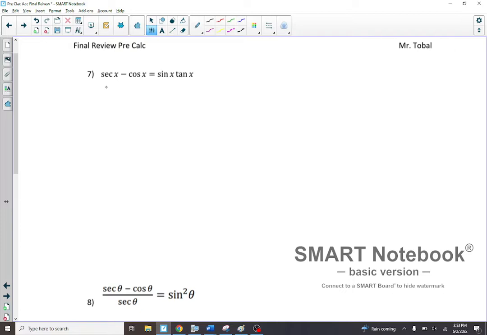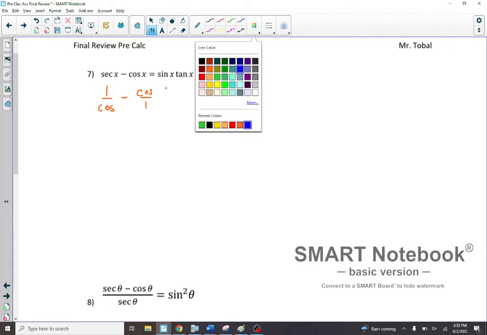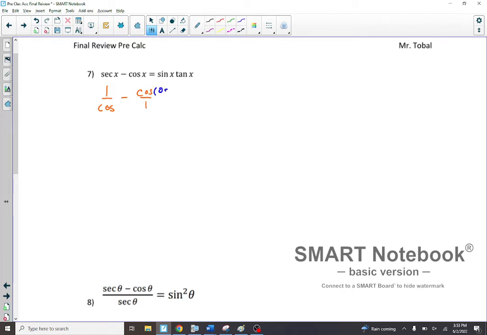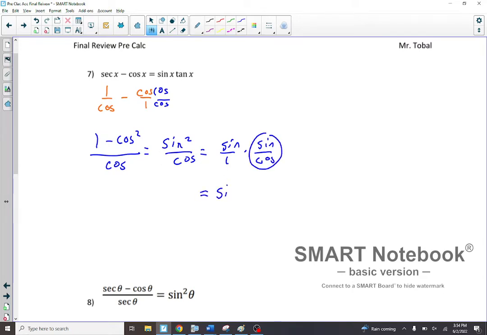This one, I'm going to change secant to 1 over cos minus cos over 1. Need these to be a common denominator. So I need a cos over here. So it's going to be 1 minus cos squared over cos, which 1 minus cos squared I can rewrite as sine squared over cos, which means I could rewrite this like this. Sine over 1 times sine over cos, which means this could become tangent. So your final answer is sine tan.